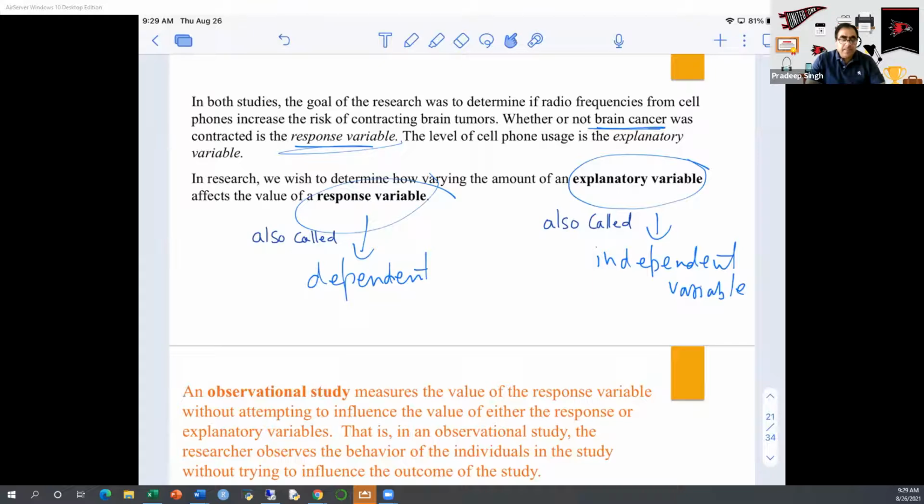In our brain tumor example, the response is the incidence of brain tumor, and the independent or explanatory variable is the exposure to the different waves, or different radio frequencies. So the different radio frequencies are the explanatory or independent variable, and because of that, there is a response, which is the incidence of brain tumor, right? So that's the dependent variable.